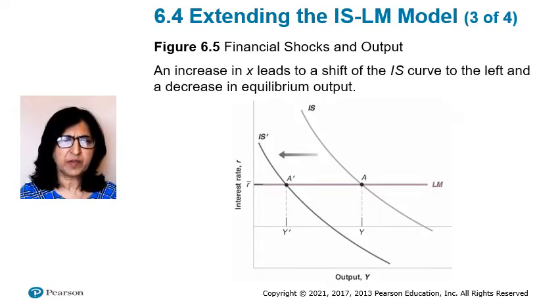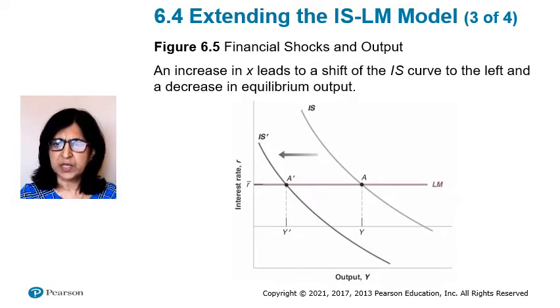Figure 6.5 shows the effect of a financial shock on equilibrium output. The two equations 6.5 and 6.6 are represented in figure 6.5. The policy rate, the real interest rate implicitly chosen by the central bank, is measured on the vertical axis and output on the horizontal axis. The IS curve is drawn for given values of G, T, and X.